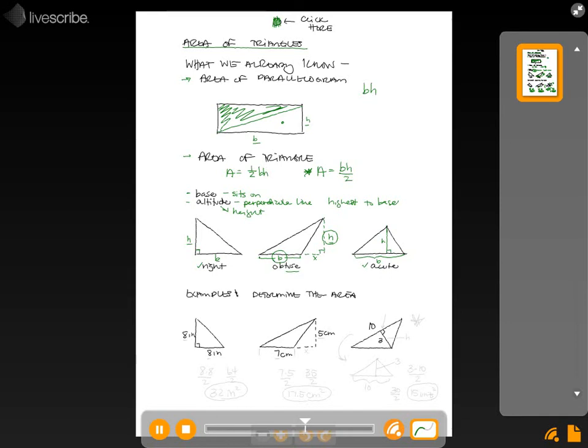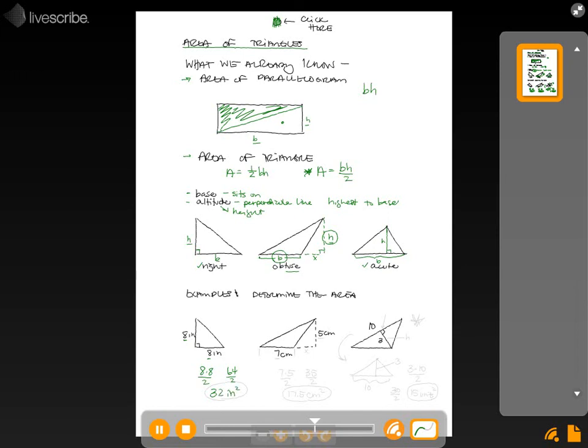So we're going to do 3 examples here. Each one is a little different. The first one, we have a right triangle, and 8 and 8 are our base and our height. So we're going to multiply 8 times 8, and we're going to divide that by 2. Well, 8 times 8 is 64. Divide that by 2, we end up getting 32.